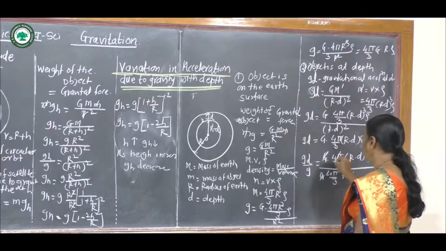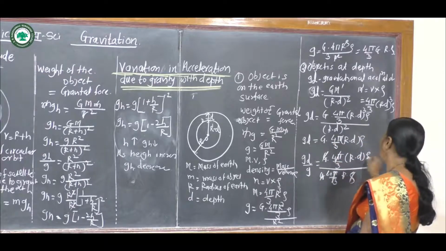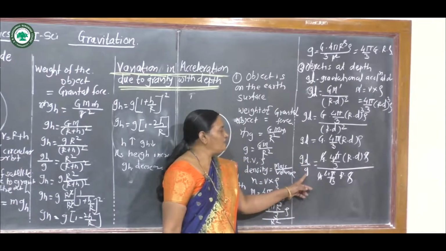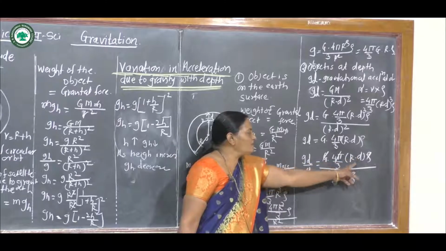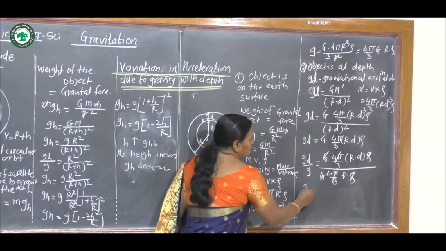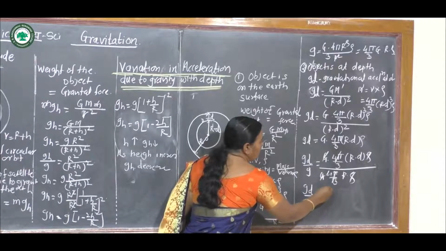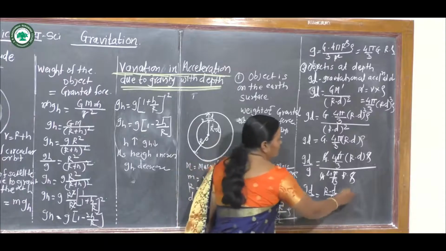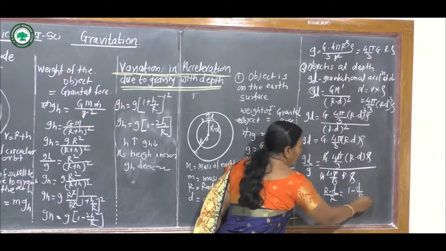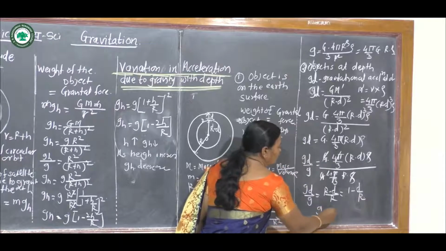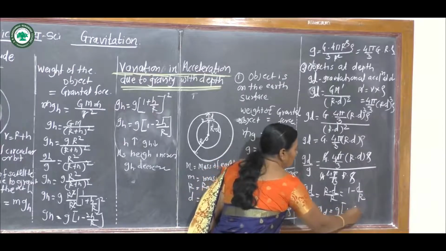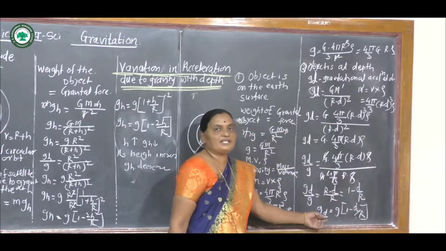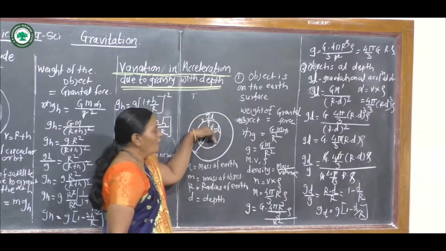G gets cancelled, 4 pi by 3 gets cancelled, rho gets cancelled, we get g_d divided by g is equal to R minus d divided by R. It becomes 1 minus d divided by R, that is g_d is equal to g into 1 minus d divided by R. This is the expression for gravitational acceleration at depth of the Earth.